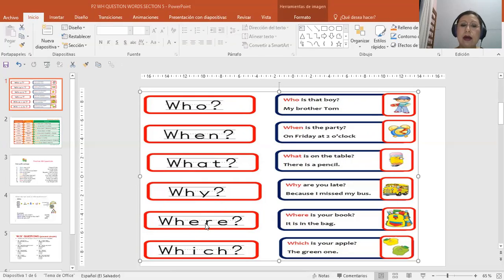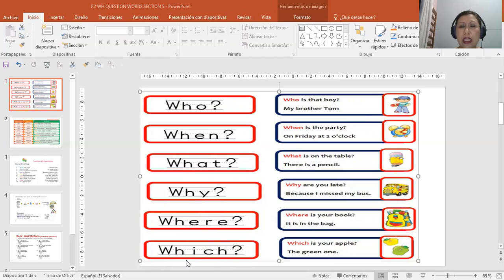Where, where es cuando estoy preguntando dónde. Where is your book? Perdón, ¿dónde? Where, ¿dónde? Where is your book? It's in the bag. Está dentro de la bolsa, ¿verdad? O de la mochila. When I use which, ¿cuál?